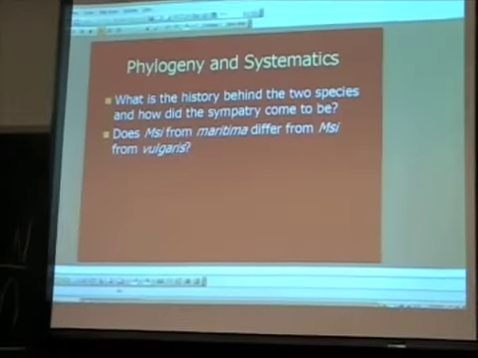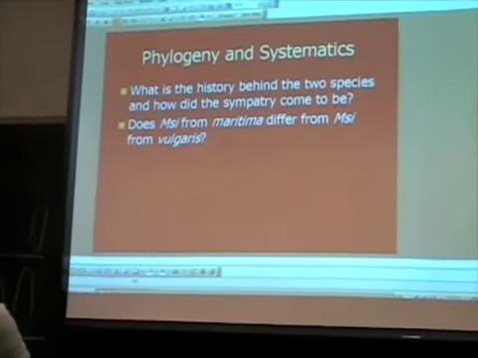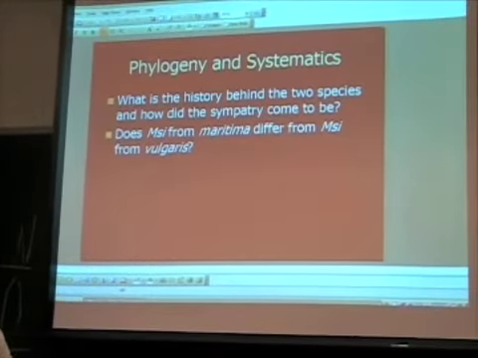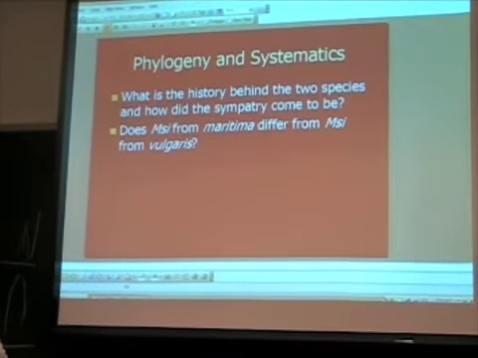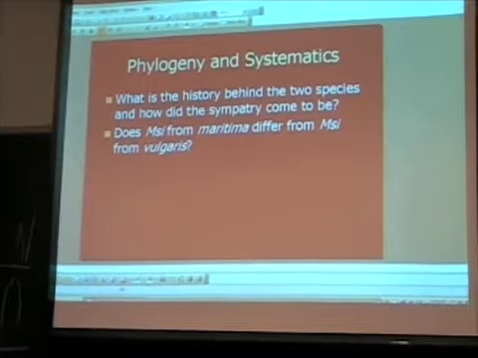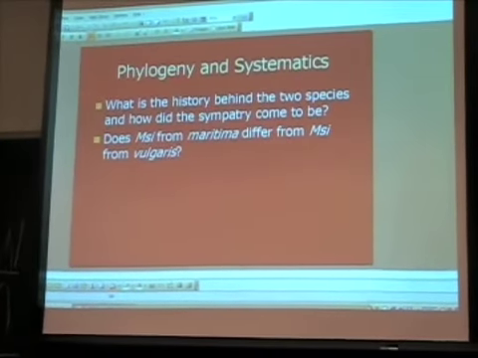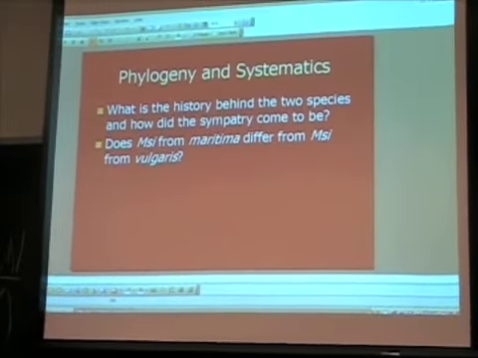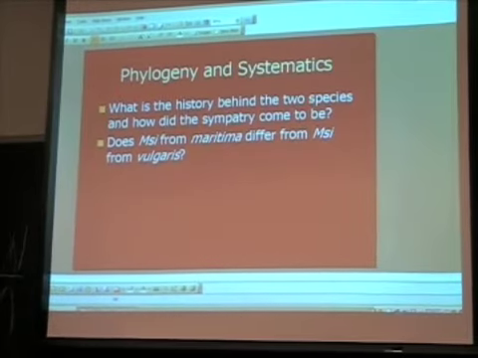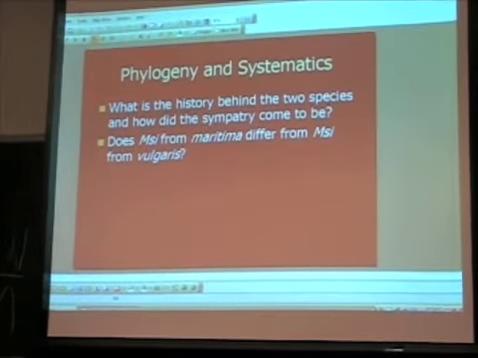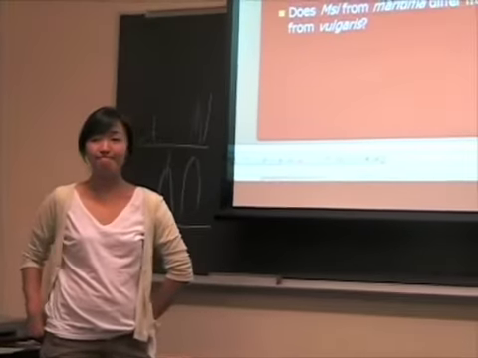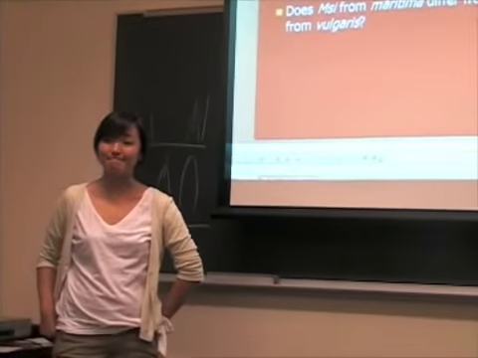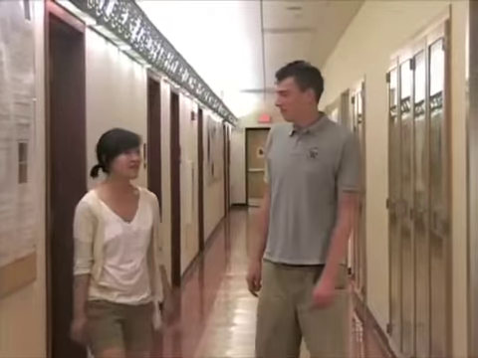And so with phylogeny and systematics, we're just taking a look at how the two species came to form this sympatric association, which might help us to figure out if they're really in sympatry. And also we're going to see if the Inflate species of Microbotryum is different on Silene than it is on vulgaris, which is another host plant. That's basically it. Nice job, Aaron. Thanks, Dan.